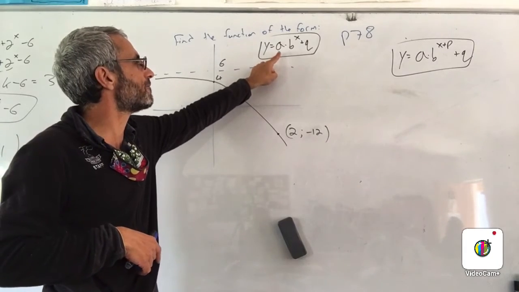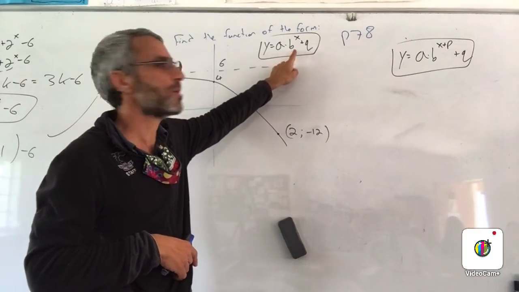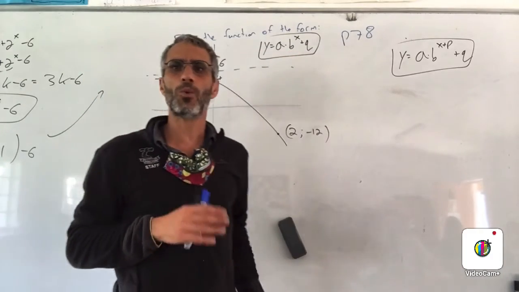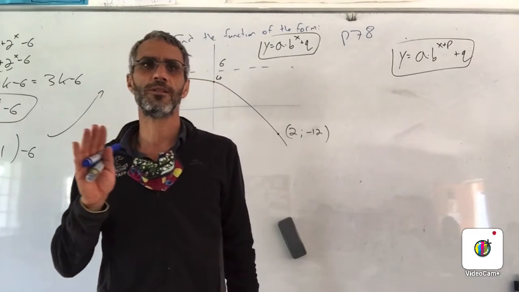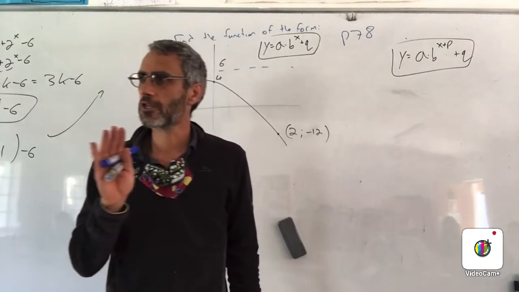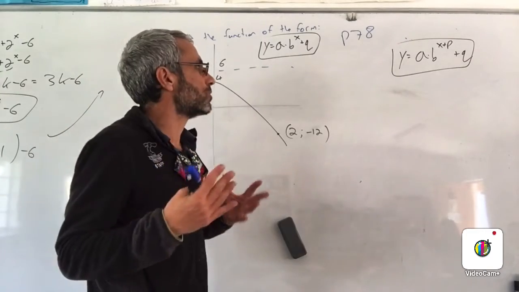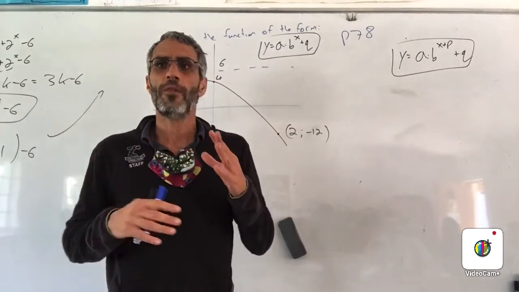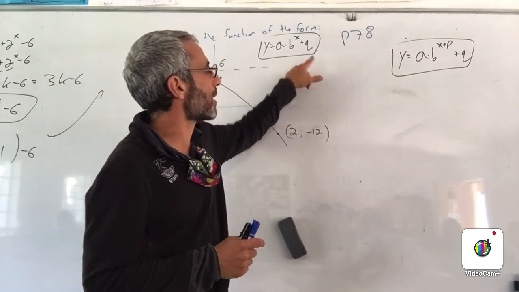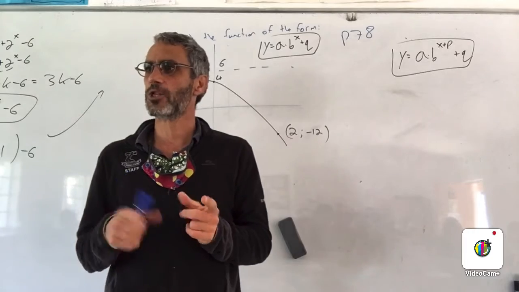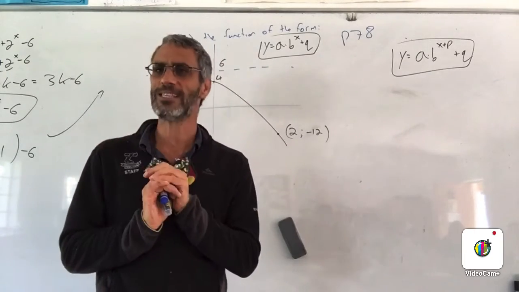Can you see what's the difference between this and that? What are we missing in this? P. We're missing the p. In other words, what did we leave out? The horizontal shift. The reason is that if we also have a horizontal shift, we need to give you more information. Remember, for each one of these parameters, we need to give you one bit of information. So in grade 11, we try and make it slightly simpler.